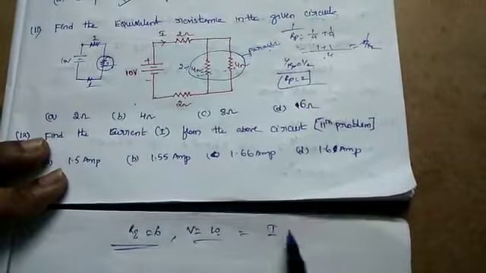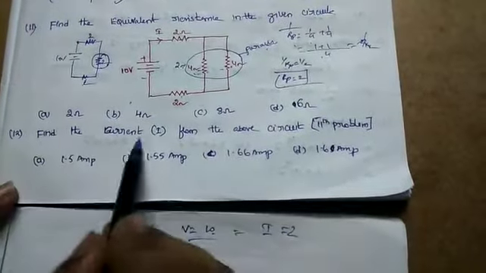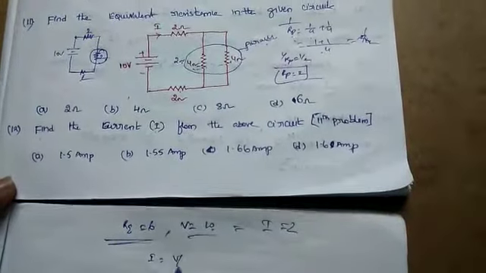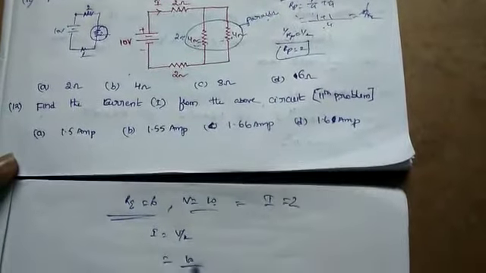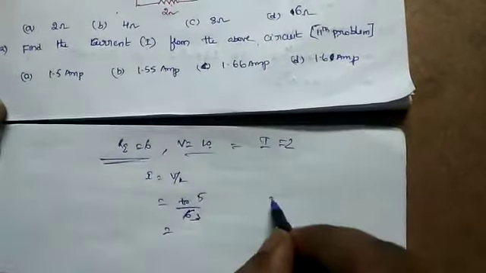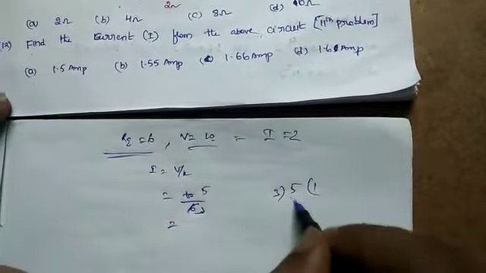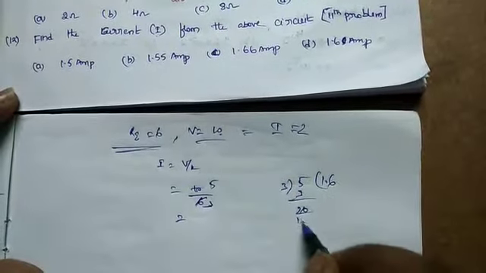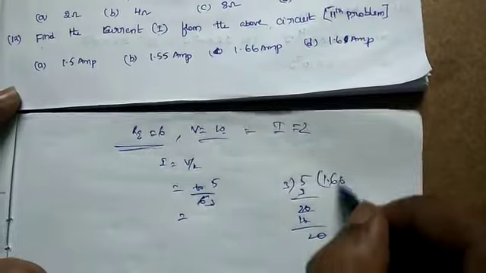We can find I in the next problem. Find the current I from the above circuit. So easily, I is equal to what? V by R. V is 10 and R equivalent is 6. So 3 fives are 15, 3 ones are 3, and 2 will get 1.0. 3 sixes are 18, 2 will again get 0. So 1.66 amperes. C is the right answer.